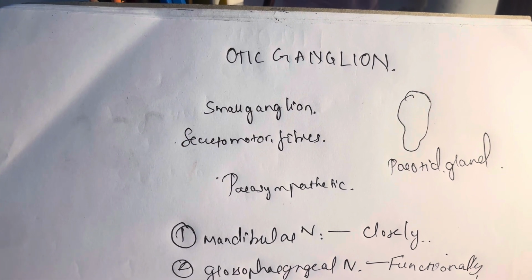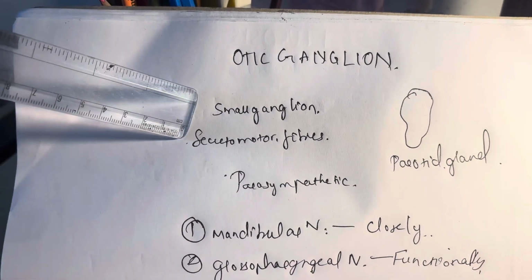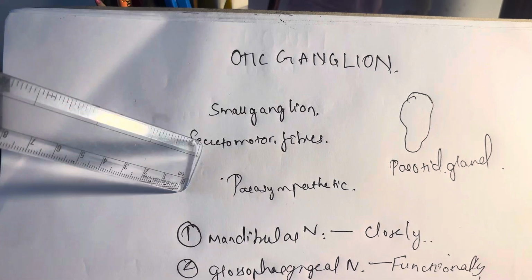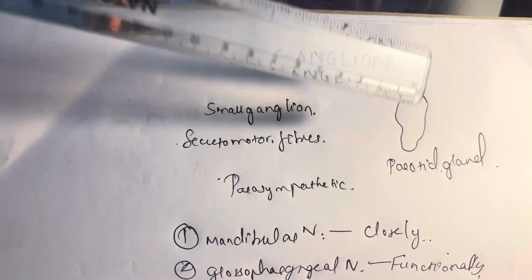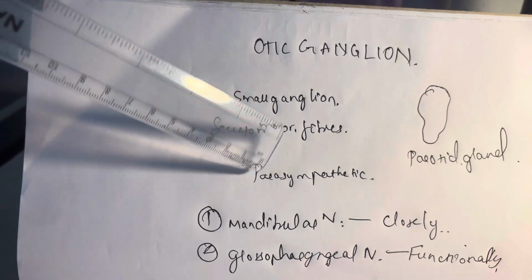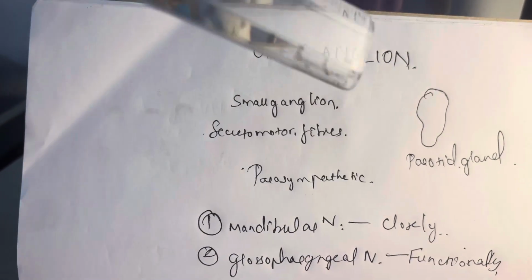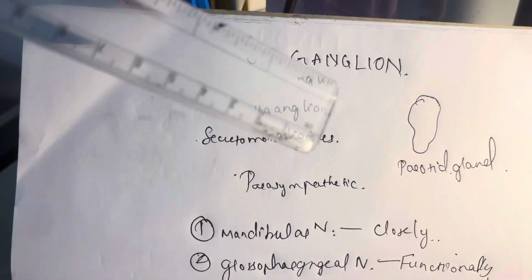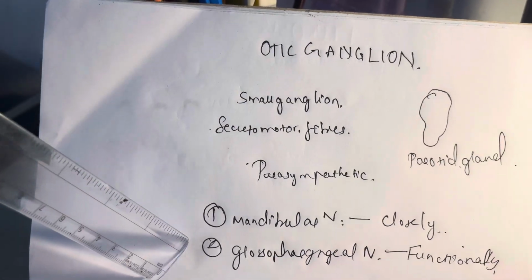Now what does it do? So it relays secretomotor fibers to a gland, and the gland is nothing but the parotid gland. So it is parasympathetic in nature, and it is very closely associated with the mandibular nerve, and functionally it is related to the glossopharyngeal nerve.